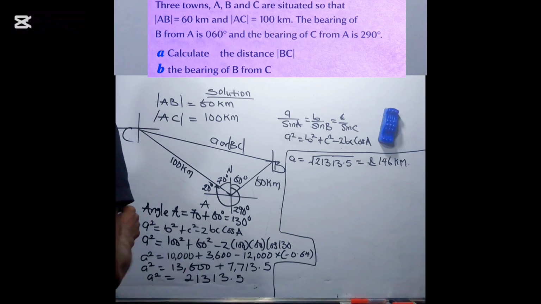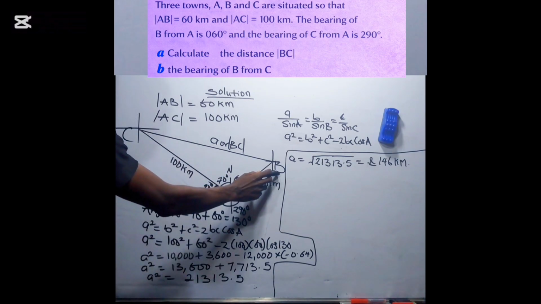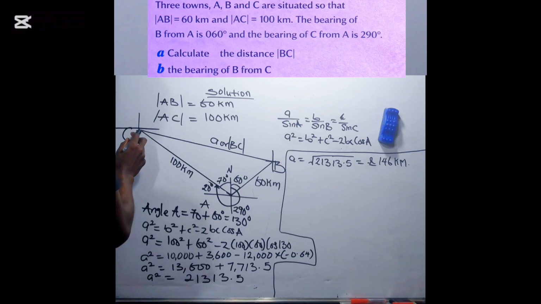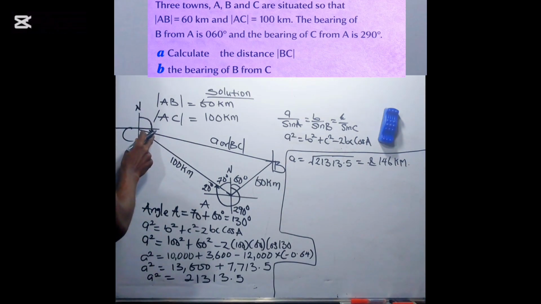The second question, the bearing of B from C. To get the bearing of B from C, the bearing of B from C is simply from north of C to where the line touches B. This is what we are asked to find. From north of C to where the line touches B, or where the line touches BC.